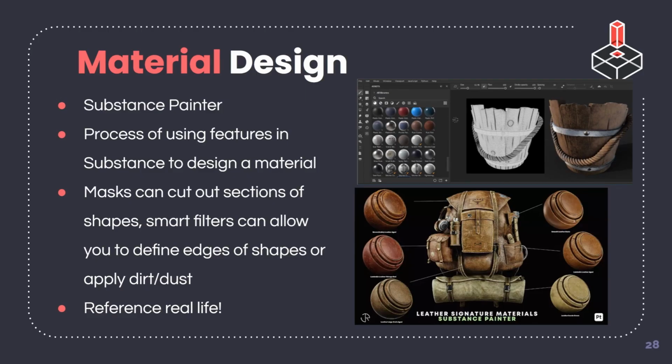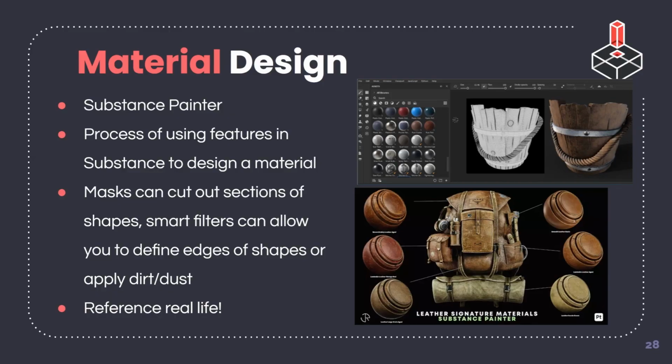Okay, the alternative to texture painting is material design. Material design is done in Substance Painter, usually. There are other programs to do it, but Substance Painter is the industry standard. You're going to use the features of Substance Painter to design a complicated material. Masks can cut out sections of shapes, smart filters can allow you to define the edges of shapes or apply dirt or dust, and you're going to want to reference real life a lot.